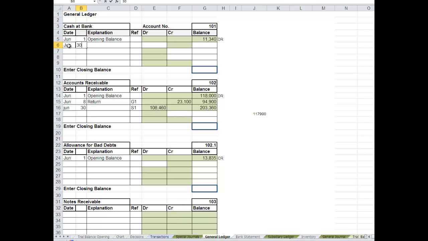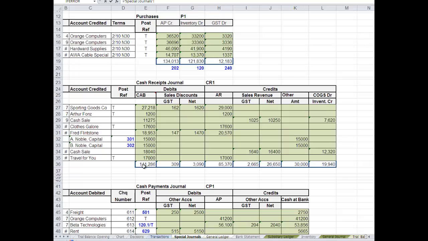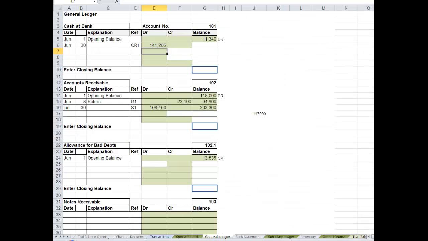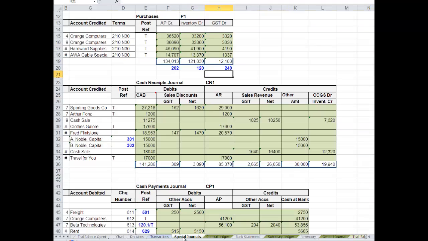June 30, CR1, cash receipts, so we expect it to go up. Cash at bank, and that's count 101. We'll just get the balance right. Opening balance plus any deposits less any payments. Special journal, that was 101.